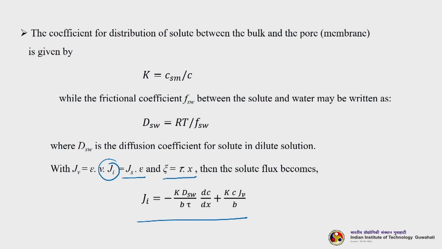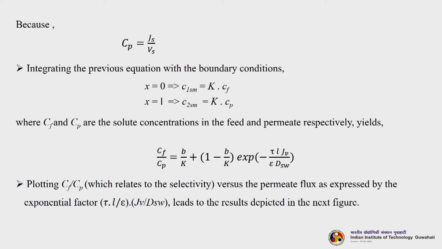Since we can express C_p equals J_s by V_s, we can integrate the previous equation with the boundary conditions: x equals 0 when C_1sm equals K into C_f, and x equals l, that indicates C_2sm equals K into C_p. Now, what are C_f and C_p? C_f and C_p are solute concentrations in the feed and permeate side respectively. Once you do that integration, you get C_f by C_p equals B by K plus 1 minus B by K times exponential of minus tau L J_v by epsilon D_sw.